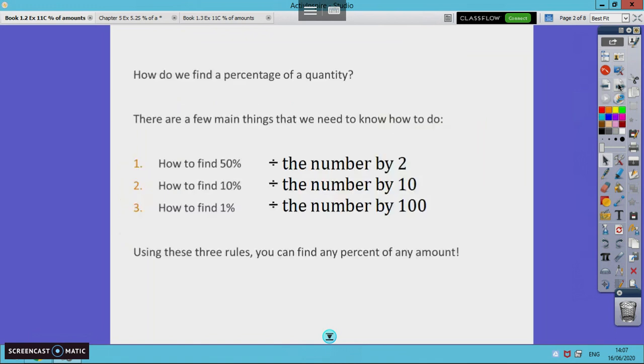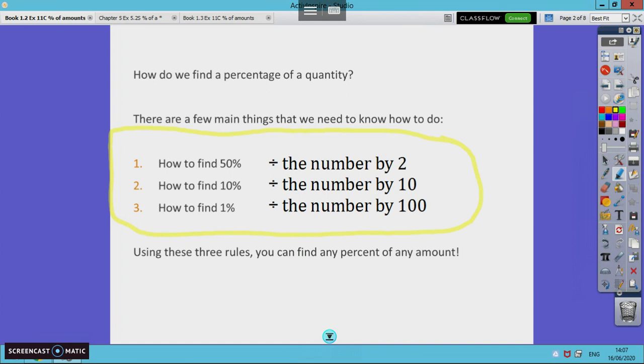So here's something that I'd like you to copy down into your books, please. I know we might have done this before, or actually, no, I don't think we have, because it was a My Maths lesson. But this section here where I'm highlighting around, that's what I'd like you to copy into your books, please. So to find 50%, you divide the number by 2. To find 10%, you divide the number by 10. And then to find 1%, you divide the number by 100.